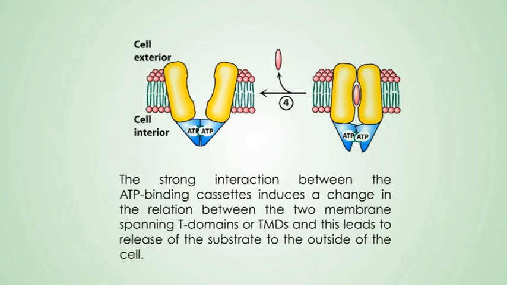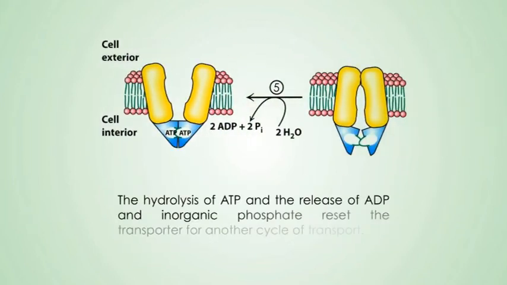Then the strong interaction between the ATP binding cassettes induces a change in the relation between the two membrane spanning domains, or TMDs, and this leads to release of the substrate to the outside of the cell. The hydrolysis of ATP and the release of ADP and inorganic phosphate reset the transporter for another cycle of transport.